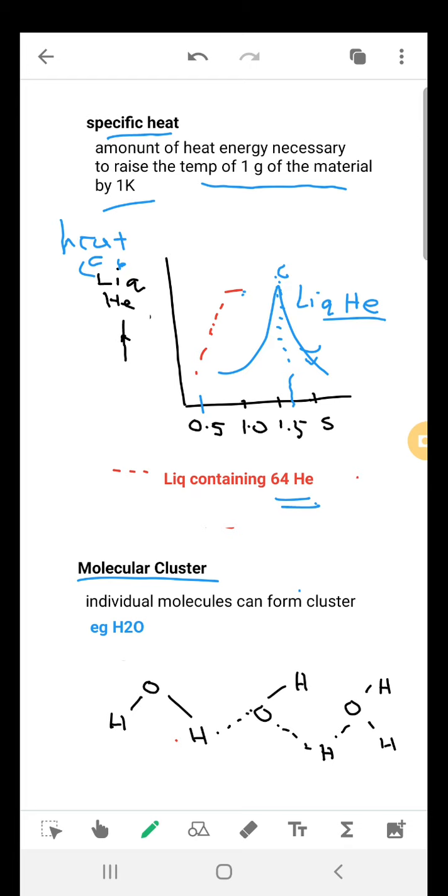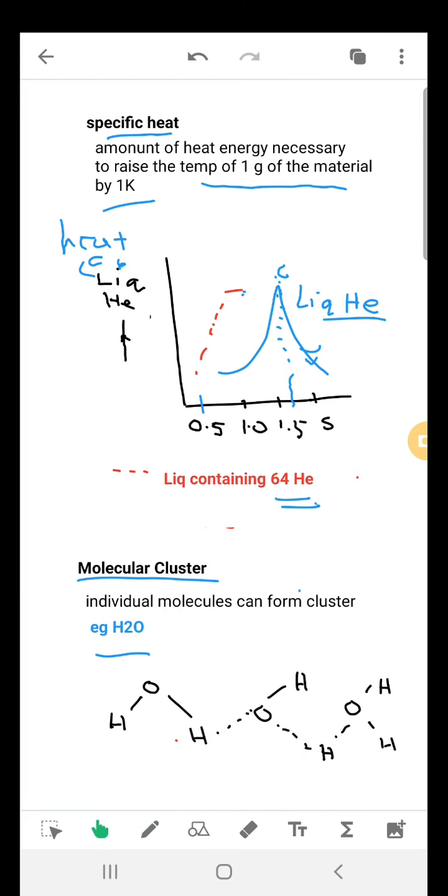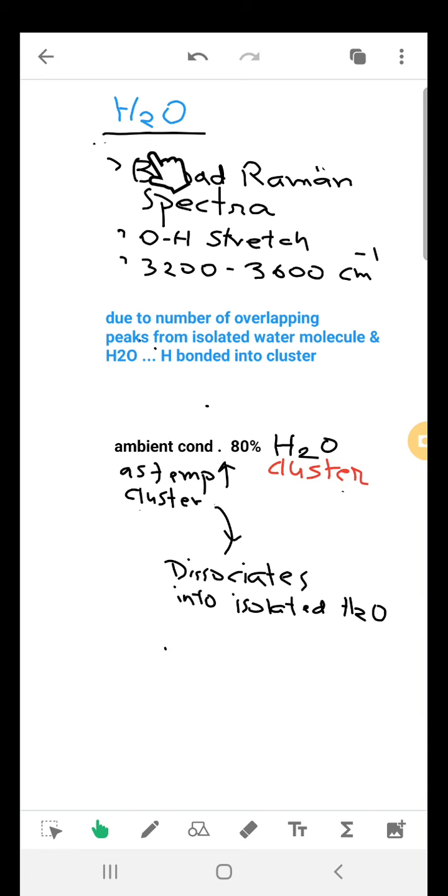Molecular clusters are individual atoms or molecules which form clusters. Like in the case of water molecules, it is the hydrogen bond which causes these molecules to cluster with each other. Now this water molecule has a broad Raman spectrum due to the OH stretch between 3200 and 3600 cm^-1. Due to a number of overlapping peaks from isolated water molecules, hydrogen bonding and clustering take place, and the ambient is 80% H2O. And as the temperature is increased, the cluster actually dissociates into individual H2O molecules.